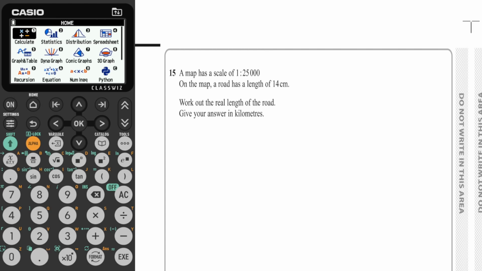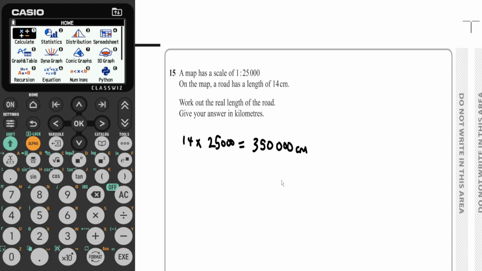So what we have to do is multiply, to begin with, the 14 by 25,000. So if I do 14 times 25,000, that gets us 350,000, and this is centimeters. And what we need to do is convert this to kilometers.